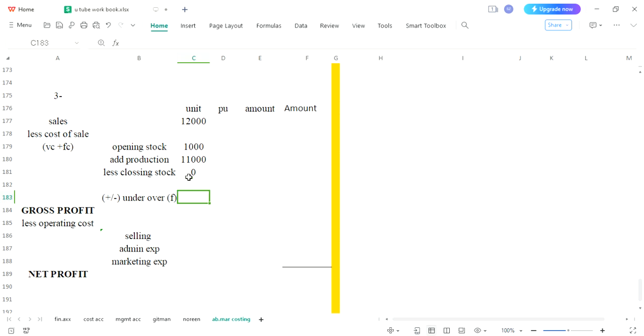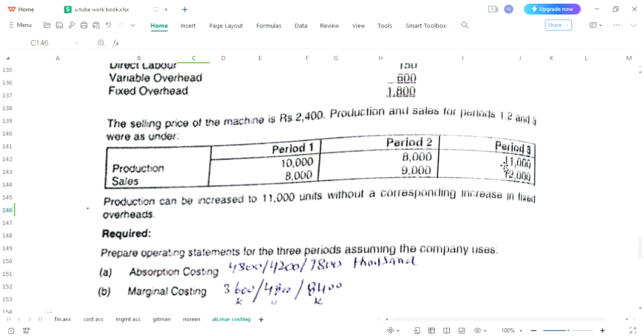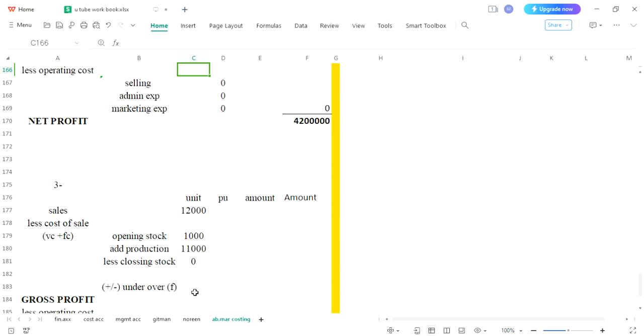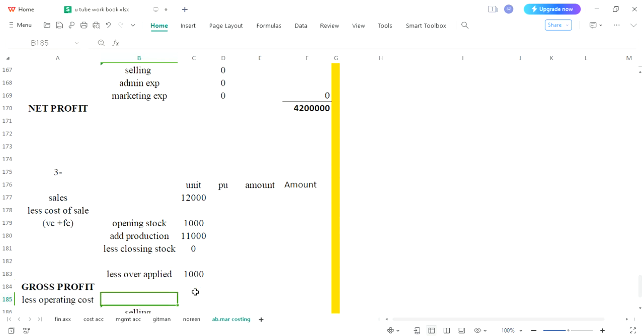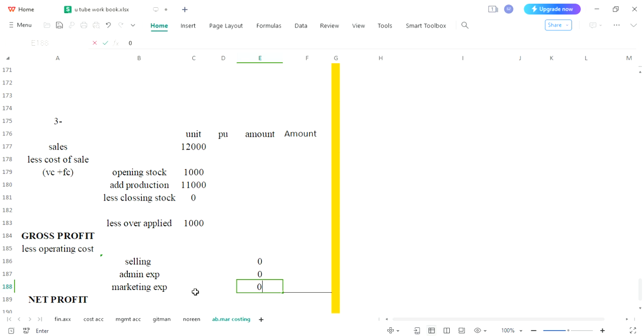Now under or over applied we will decide. For that we will go to our question, and you will see that 10,000 units is your capacity, and in the third period you have produced 11,000. Please focus. 10,000 was your standard and you have produced 11,000 units. It means you have overproduced. How many units overproduced? 10,000 capacity, produced 11,000, so 1,000 units are overproduced. Since it is over production, we write it as over applied. And as you know, over applieds are subtracted. 1000 units are completed, and in this question there is no selling, admin or marketing expenses.